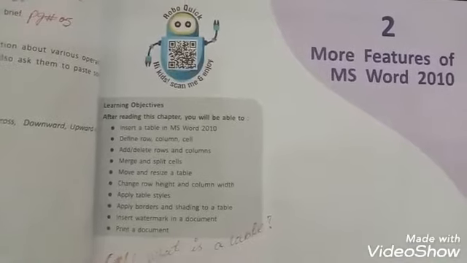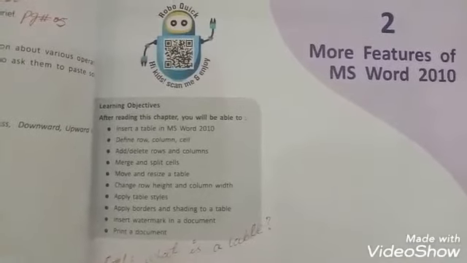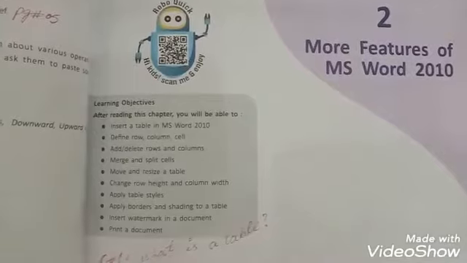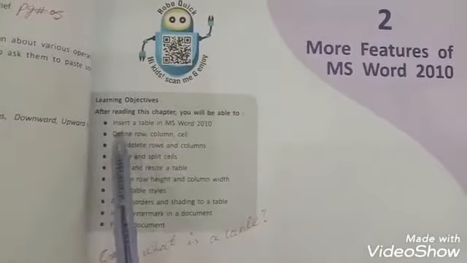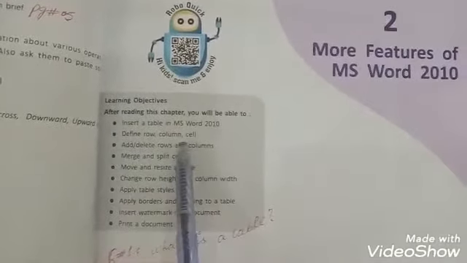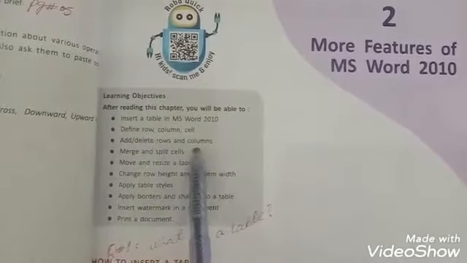Now we are going to start second chapter, more features of MS Word 2010. After reading this chapter, students will be able to discuss different points related to MS Word. First one is insert a table in MS Word 2010. Define row, column and cell. Add, delete rows and columns.